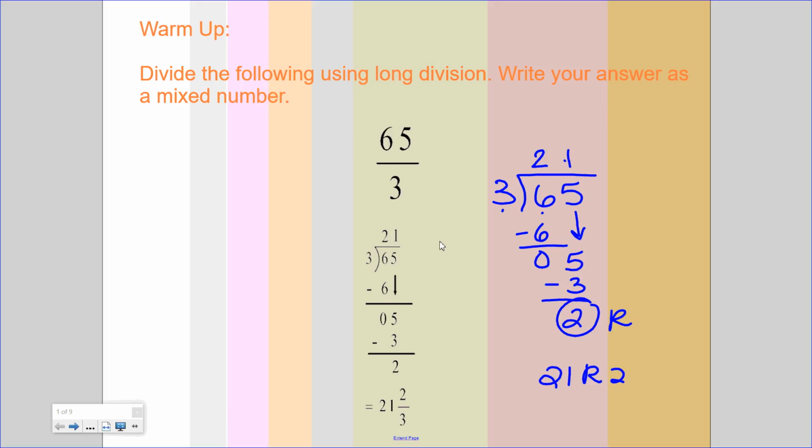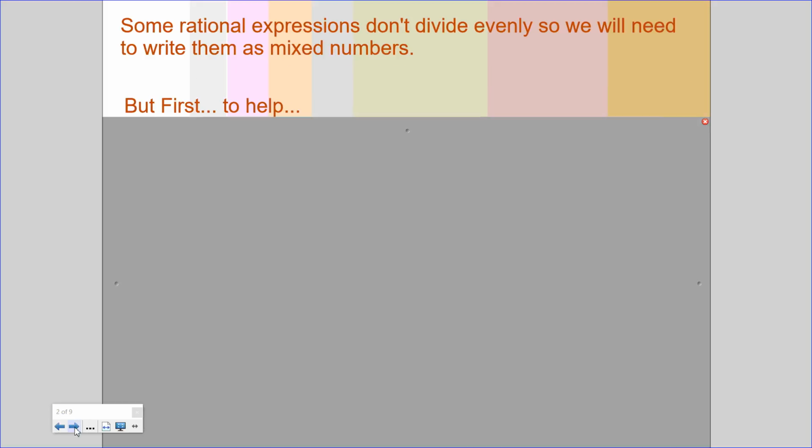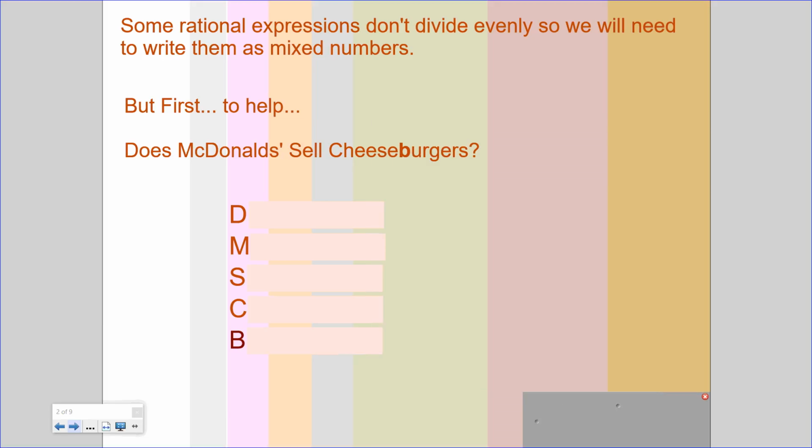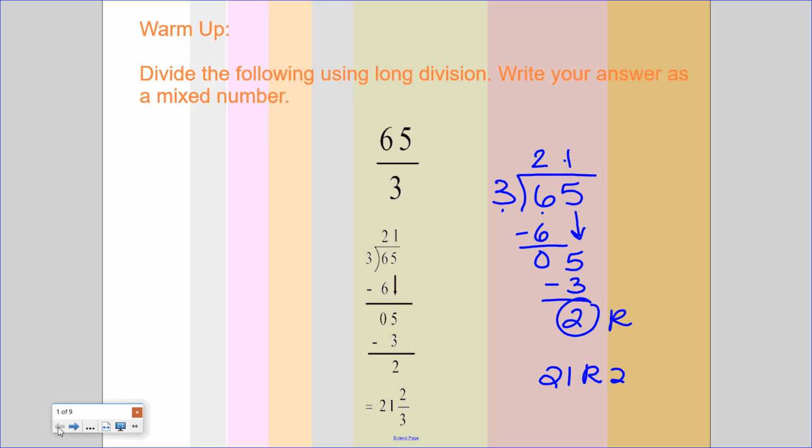One little thing I like to use to help me remember the order for long division is, does McDonald's sell cheeseburgers? And this little phrase right here will help you remember the order in the process for dividing. We'll always start by dividing that term from the inside by the term on the outside. As we did here, we divided 6 by 3. And we got 2, so we put that up here.